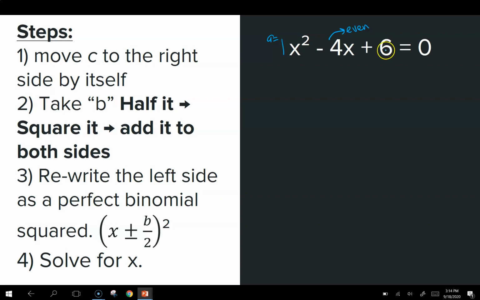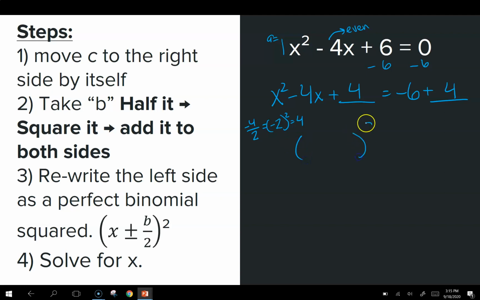Move C to the side. My C is 6. We're going to subtract it over. X squared minus 4x, leaving that blank. Over here, negative 6. Keep the blank. To fill in my blank, we take our B value, which is negative 4. We're going to half it to get negative 2. And then we're going to square it to get positive 4. So we're going to add 4 to both sides.